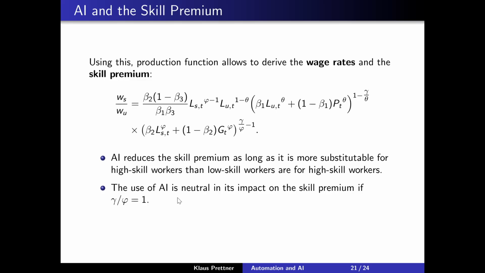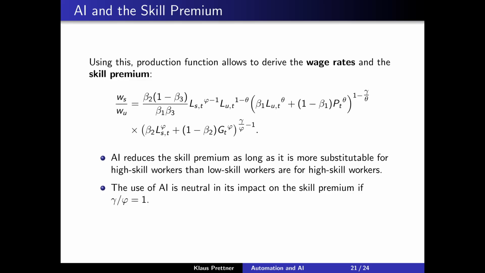And the threshold where the use of AI is neutral in its impact on the skill premium is when gamma over phi is equal to 1. As I said before, however, the intuitive range of the parameter values would be that gamma is smaller than phi, and therefore this exponent is negative, and artificial intelligence indeed reduces the skill premium.